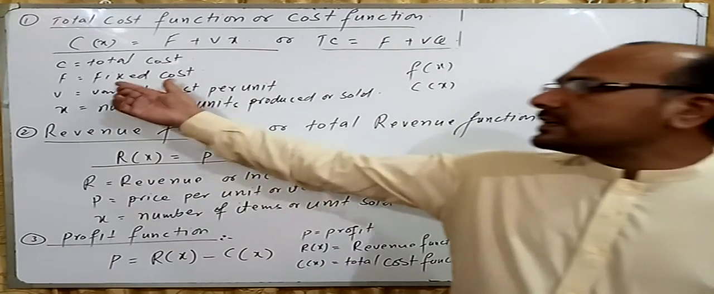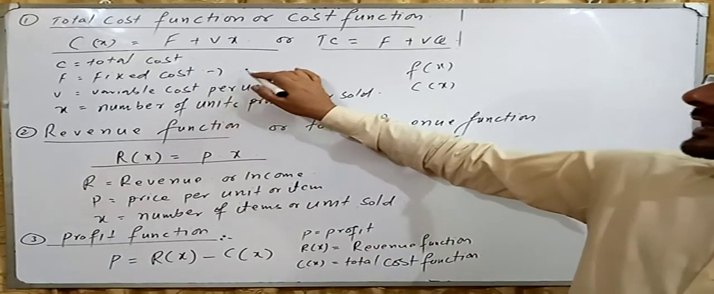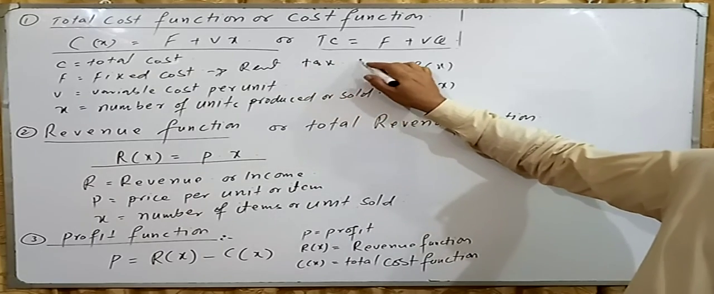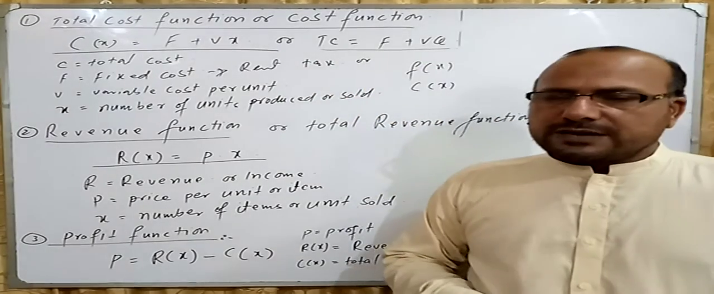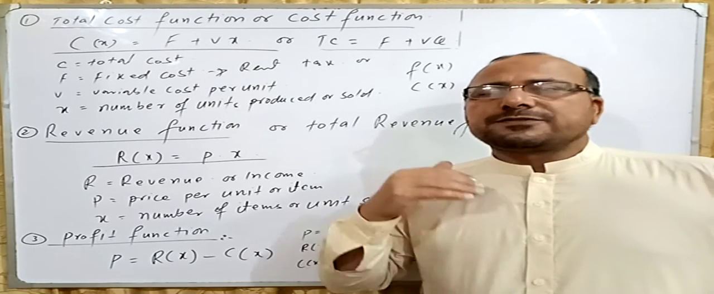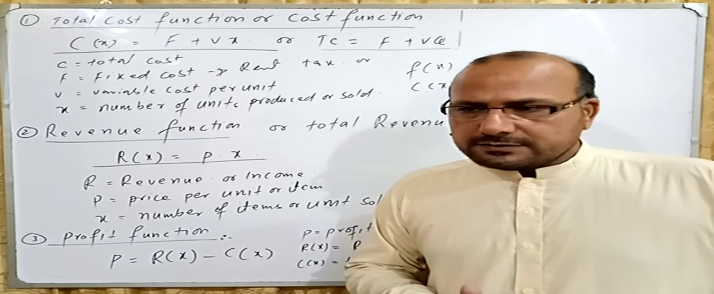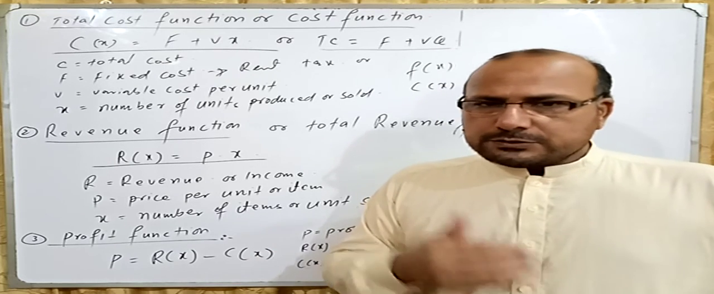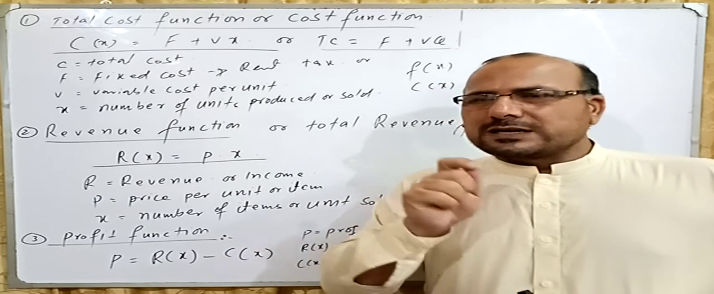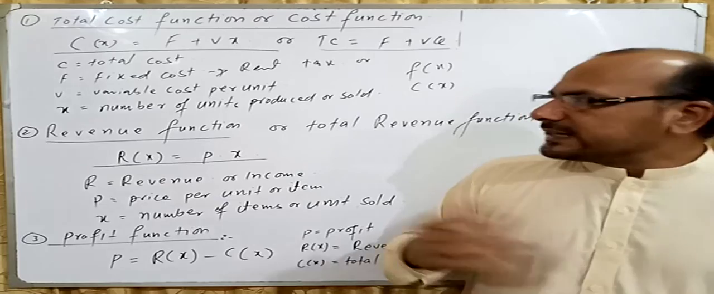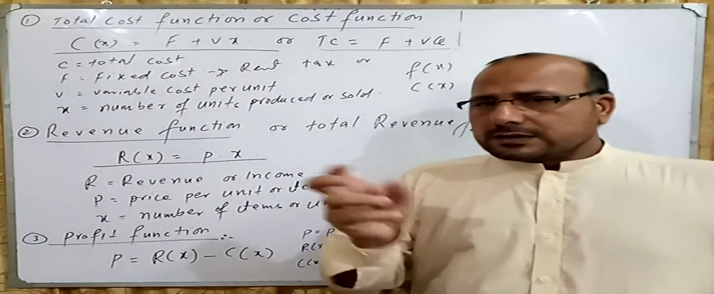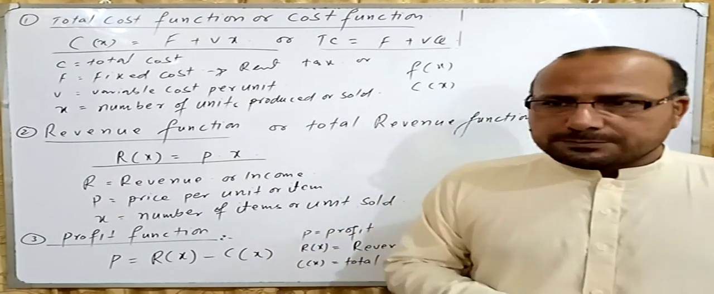Fixed cost basically represents things like rent, tax, or other fixed costs that you have to pay. For example, if you are hiring a building for any kind of purpose, we have to pay the rent whether we are using that building or not. That rent that you pay monthly or yearly is basically called the fixed cost.